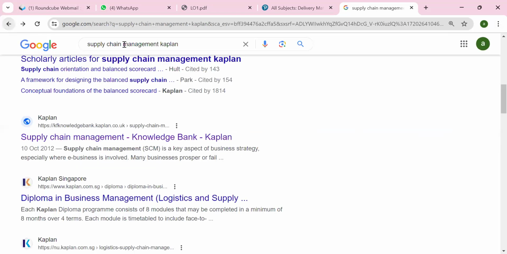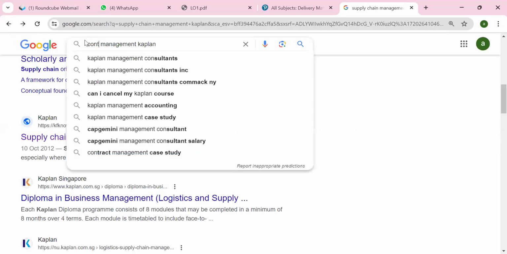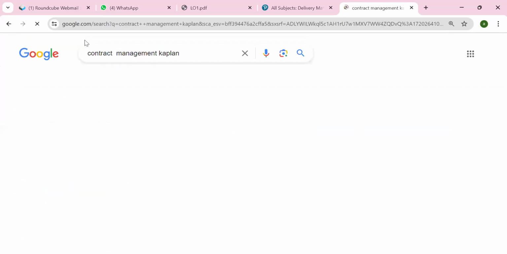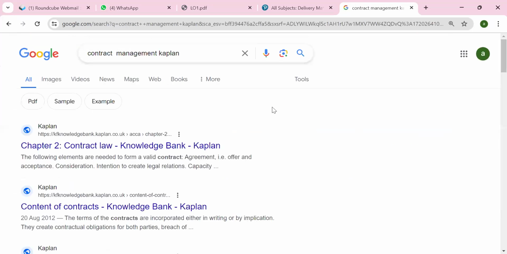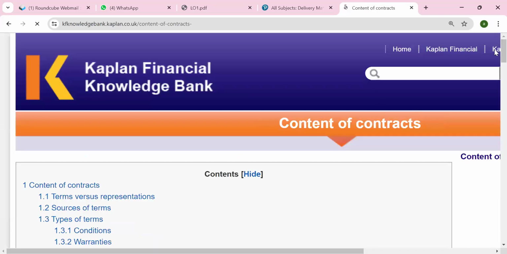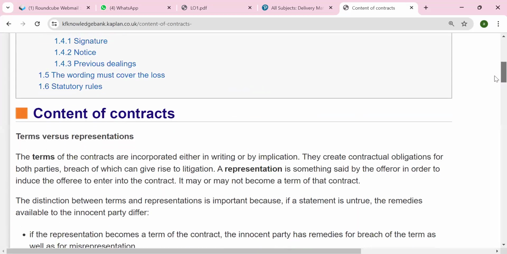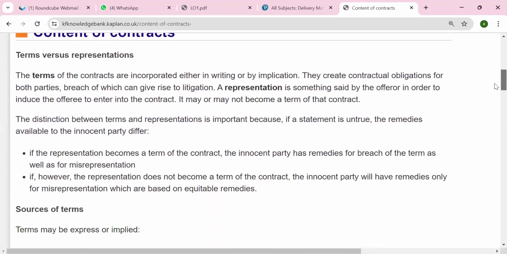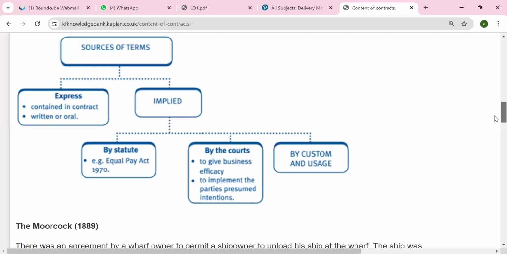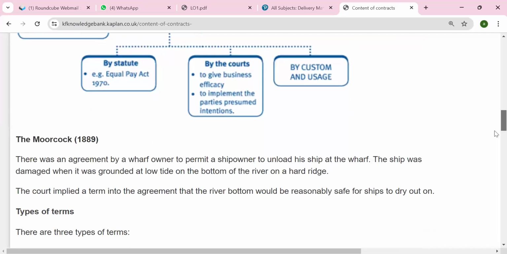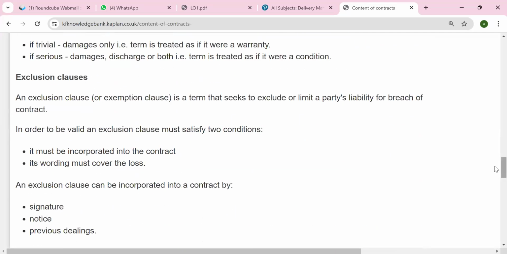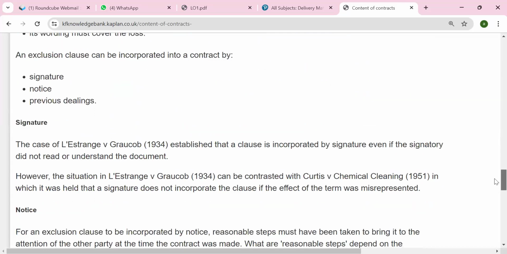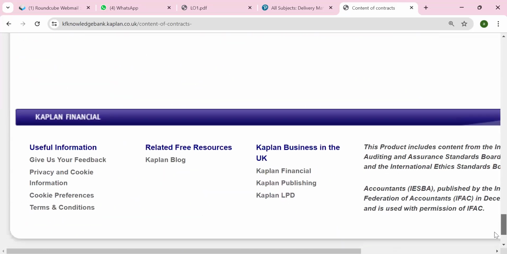And then if you want contract management, contract and contract management, we can look at the contents of the contract and contract management. That's quite good when we talk about the terms and conditions of a contract, and representation. There are different types of terms within the contract. That's good to know, and we can look at implied terms and express terms.